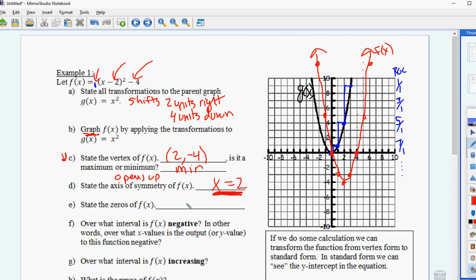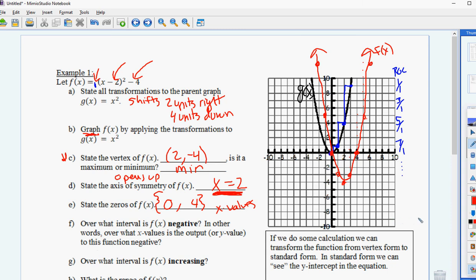The zeros are the x values where the parabola crosses the x-axis. It crosses at 0 and it crosses at 4. I could put that in like set notation. Please remember this 0 and 4 are the x values. Roots or zeros or solutions are always x values.